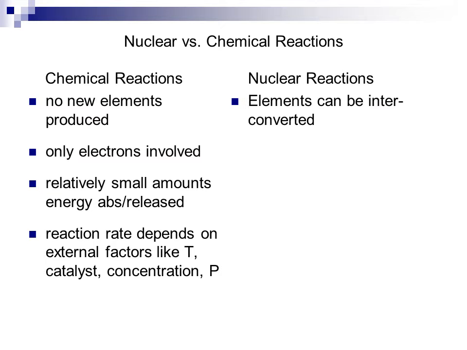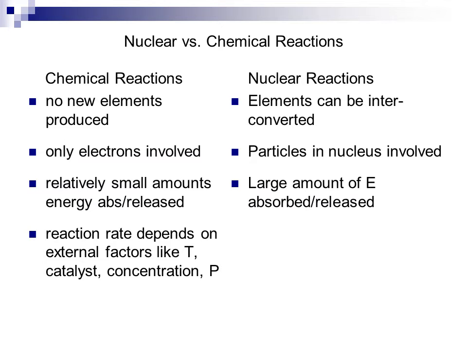In a nuclear reaction, elements can be interconverted, producing new elements, or converting one element into another element. In a nuclear reaction, the particles of the nucleus are directly involved in the reaction. A large amount of energy is absorbed or released, in the order of tens of thousands of kilojoules, in a nuclear reaction versus a chemical reaction. And the rate of the reaction is controlled internally, so external factors like temperature and pressure don't really play a role in a nuclear reaction like they do in a chemical reaction.